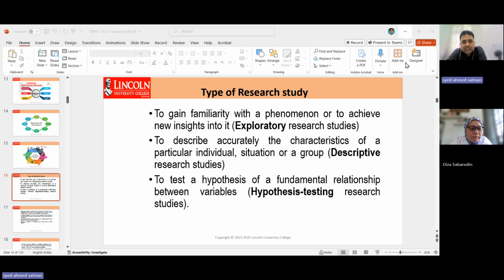The second research is descriptive research: to describe accurately the characteristics of a particular individual, situation or a group. It is called descriptive research studies. You are going to describe the case study, the individual, or the group. You are describing, you are not manipulating. You are not going to test the hypothesis. You are just describing a situation. If you are describing a situation, it is called descriptive research.